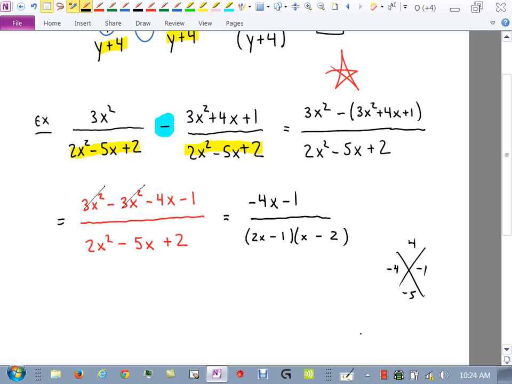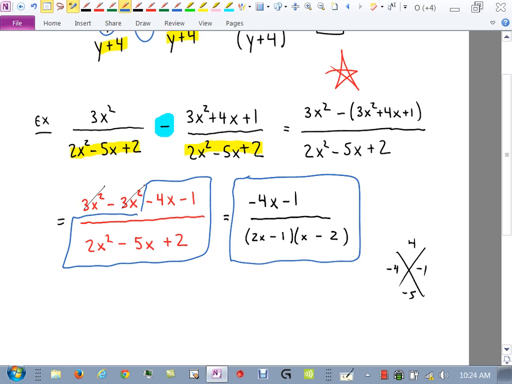The only reason I did that was to just make sure that I couldn't cancel one of these on the top. Like if this up here on top had been a 2x minus 1, I could have canceled it out, but it doesn't. So that's it. You should always be trying to factor everything out to see if anything cancels. So your answer could be this in blue or this one in blue. Either one would be acceptable.